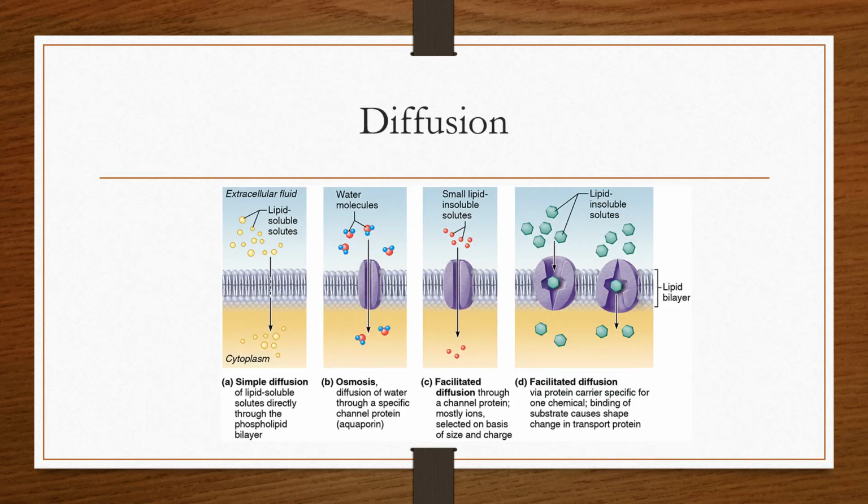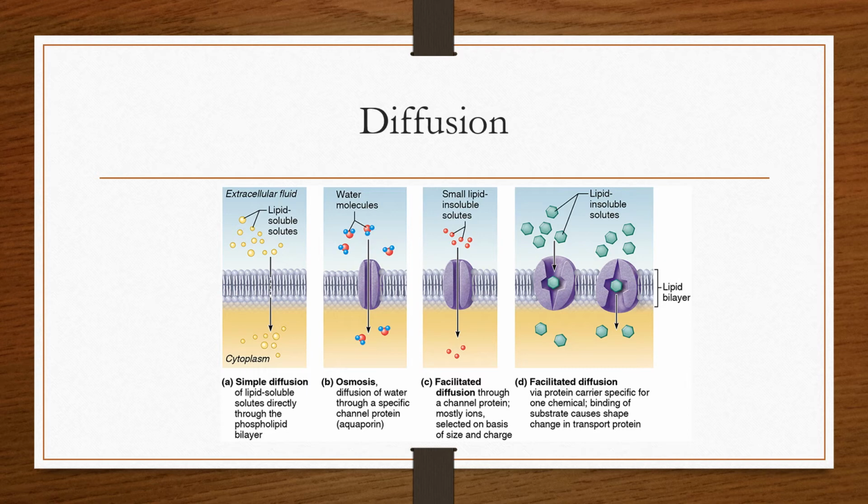This image is just showing the different types of diffusion. Again, in simple diffusion, the lipid soluble solute goes directly through the phospholipid bilayer. There are more lipid soluble solutes on the outside in the extracellular fluid, so it moves down the concentration gradient into the cytoplasm. Osmosis is diffusion of water through a specific channel protein. You can see that aquaporin, and those water molecules are just able to go right on through.